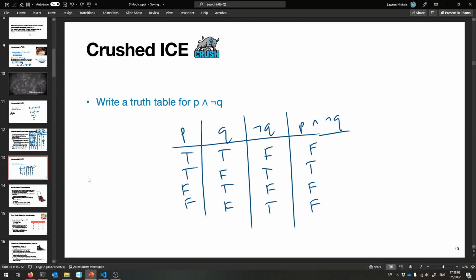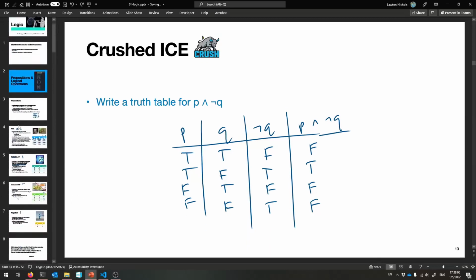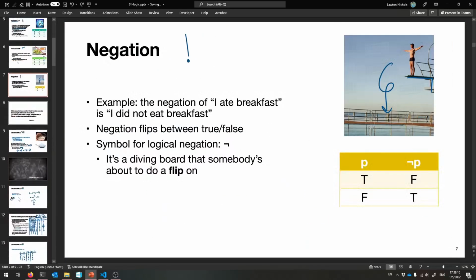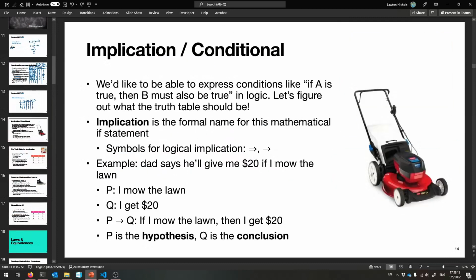Hope you got that. There are definitely more logical operations than the ones that I just showed you last time. So let me show you the next, most important one.